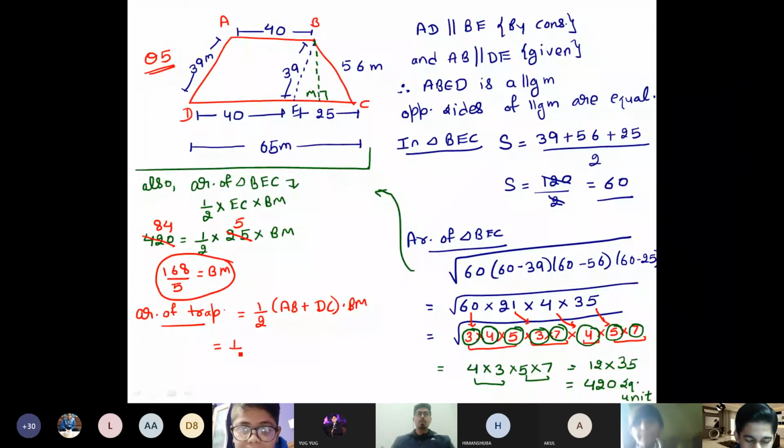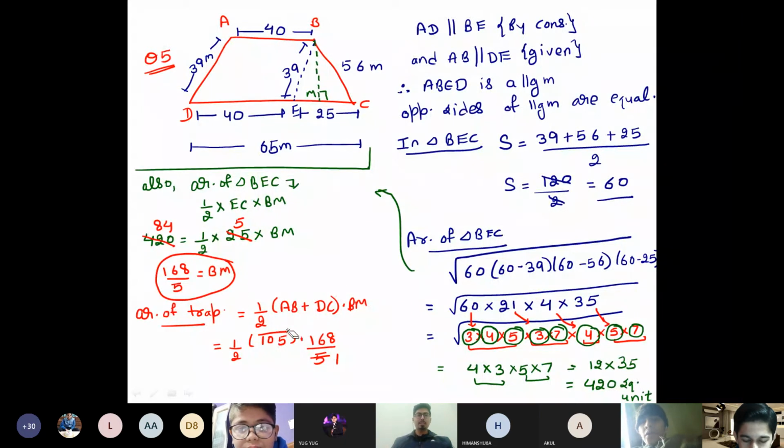So the answer will be half into AB plus DC. AB plus DC will be 105. Yes or no? Yes, sir. And BM is 168 by 5. Now just cancel them out. See, 5 ones are 5.